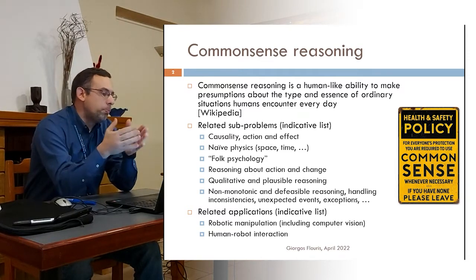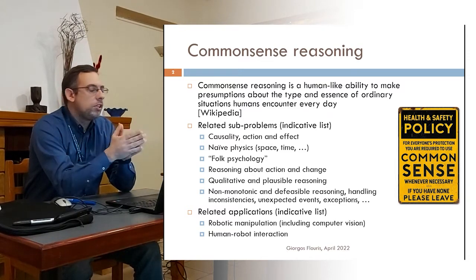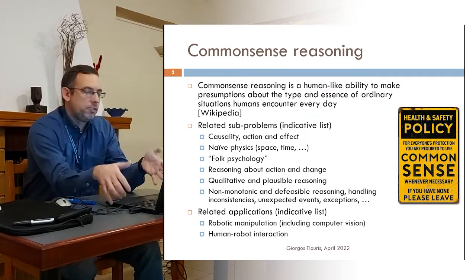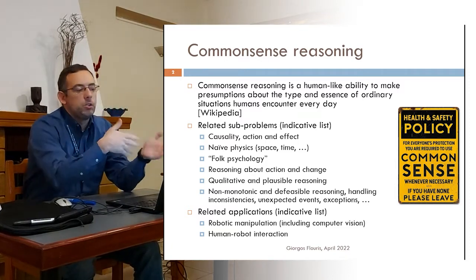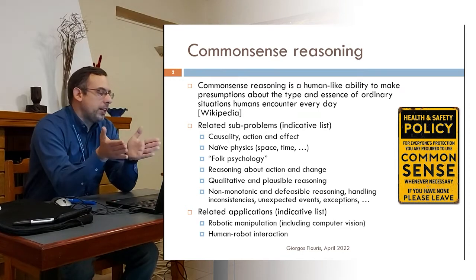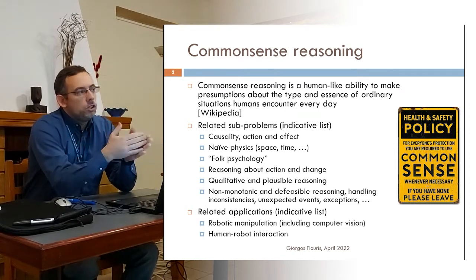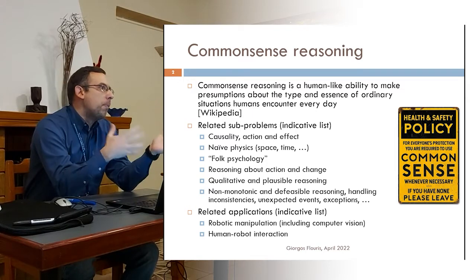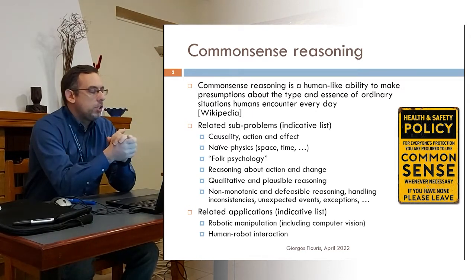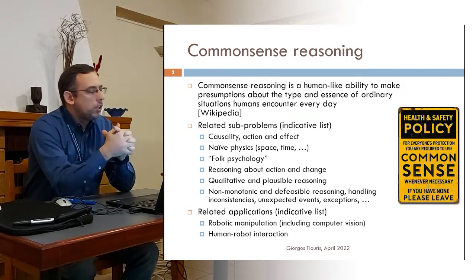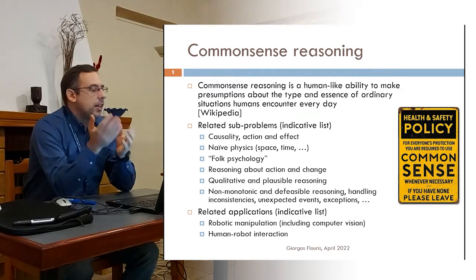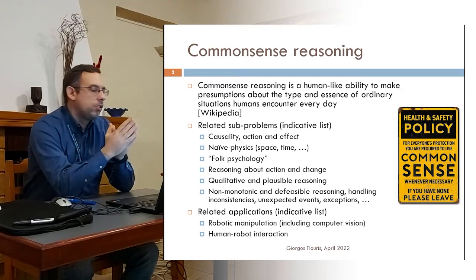Problems related to common sense reasoning include causality, action, and effect, being able to realize that, for example, if this laptop drops, it will break and it will probably not function again. Naive physics, with concepts like space and time. Folk psychology, being able to understand when someone is mad, happy, unhappy, and so on. Reasoning about action and change, qualitative and plausible reasoning, and other aspects of reasoning like non-monotonic, defeasible reasoning, handling exceptions, handling inconsistencies, and all this stuff.